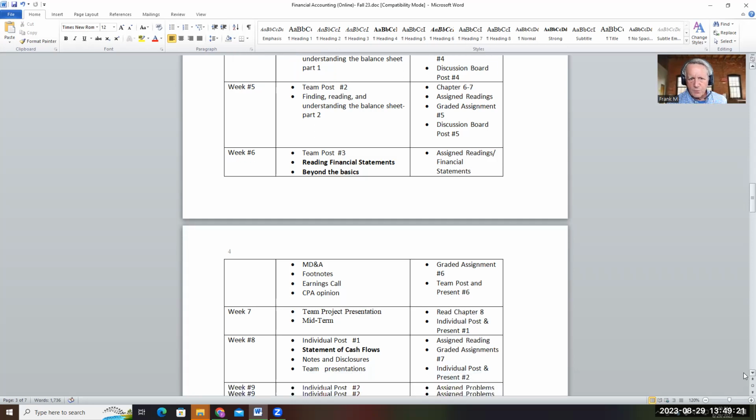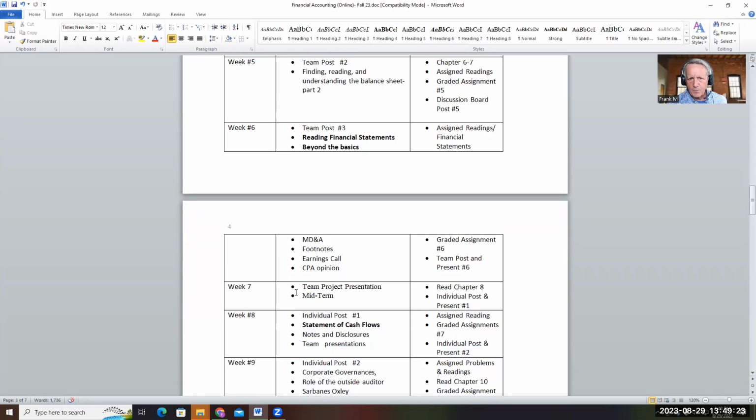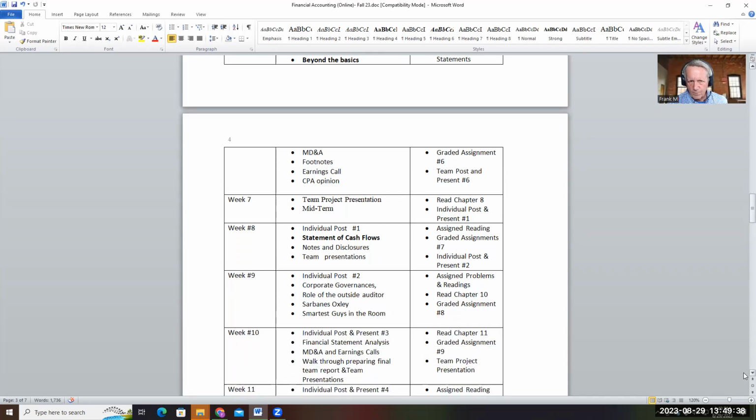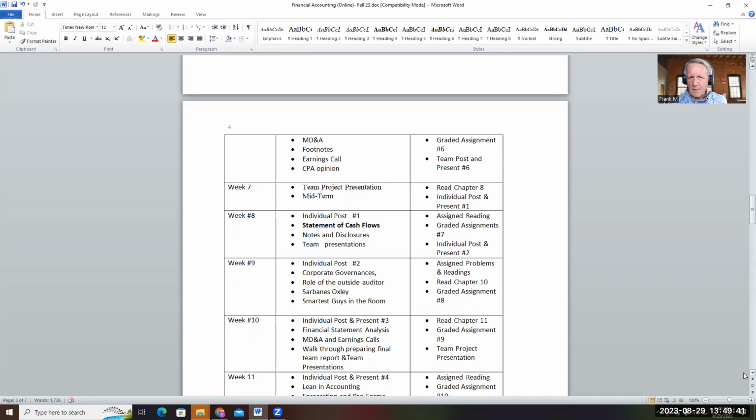About halfway through the course, we'll take a break and have a midterm. The midterm will basically test you on what you've learned during the first 6 weeks. In the second half of the course, you're going to be given a company to work on your own. You'll be asked to find the same things you do with the team, except now you have to figure it out on your own. Again, I'm here to help you. And as we do that, we'll also talk about some other things related to financial accounting. So that's the basic approach.